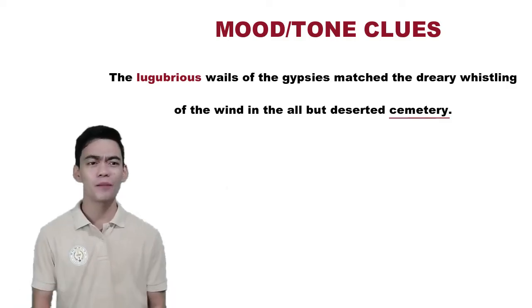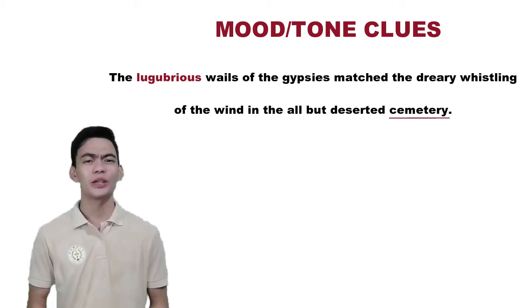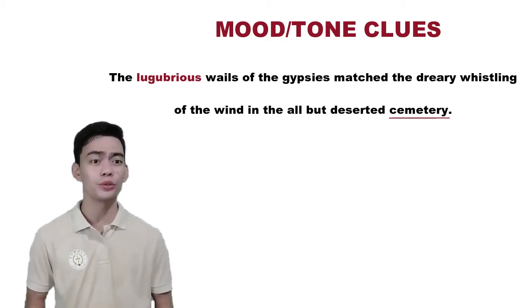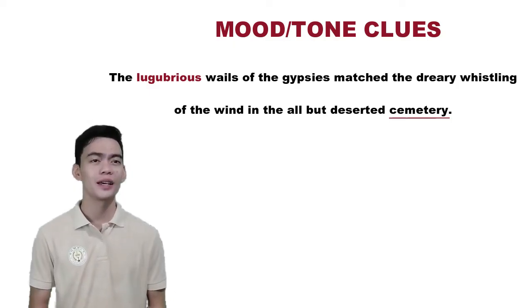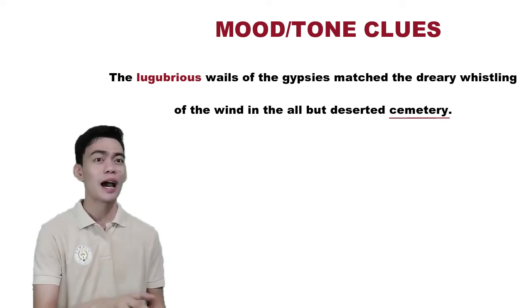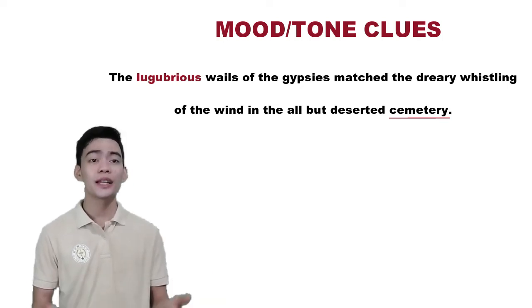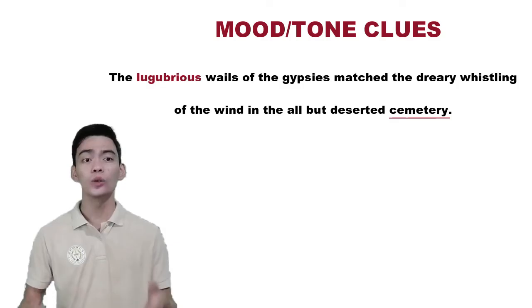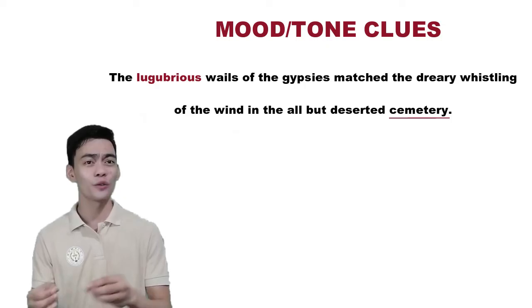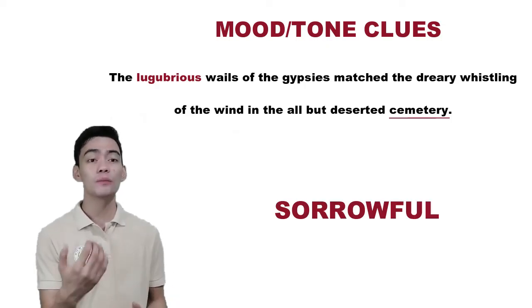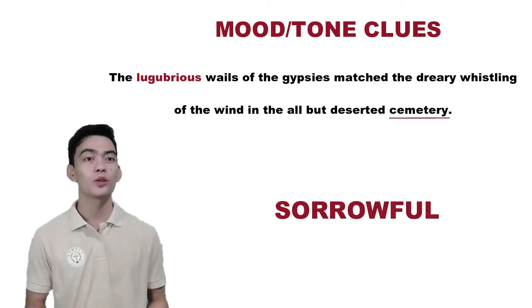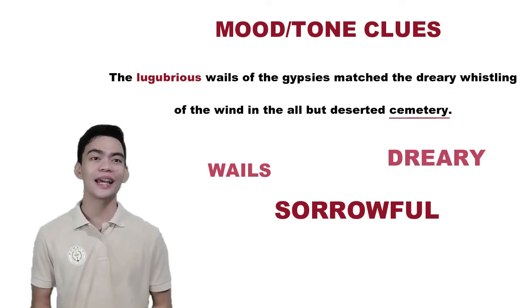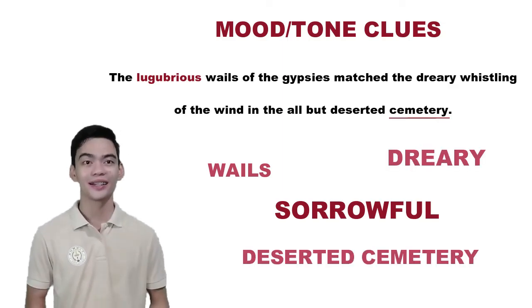Of course, it is not a place where people can throw a party at all, because it is the opposite. So to infer based on the mood of the sentence, the meaning of lugubrious is somehow negative. It emanates sadness or even sorrow. And with that, lugubrious, which means sorrowful, fits into the mood set by the words wails, dreary, and deserted cemetery.